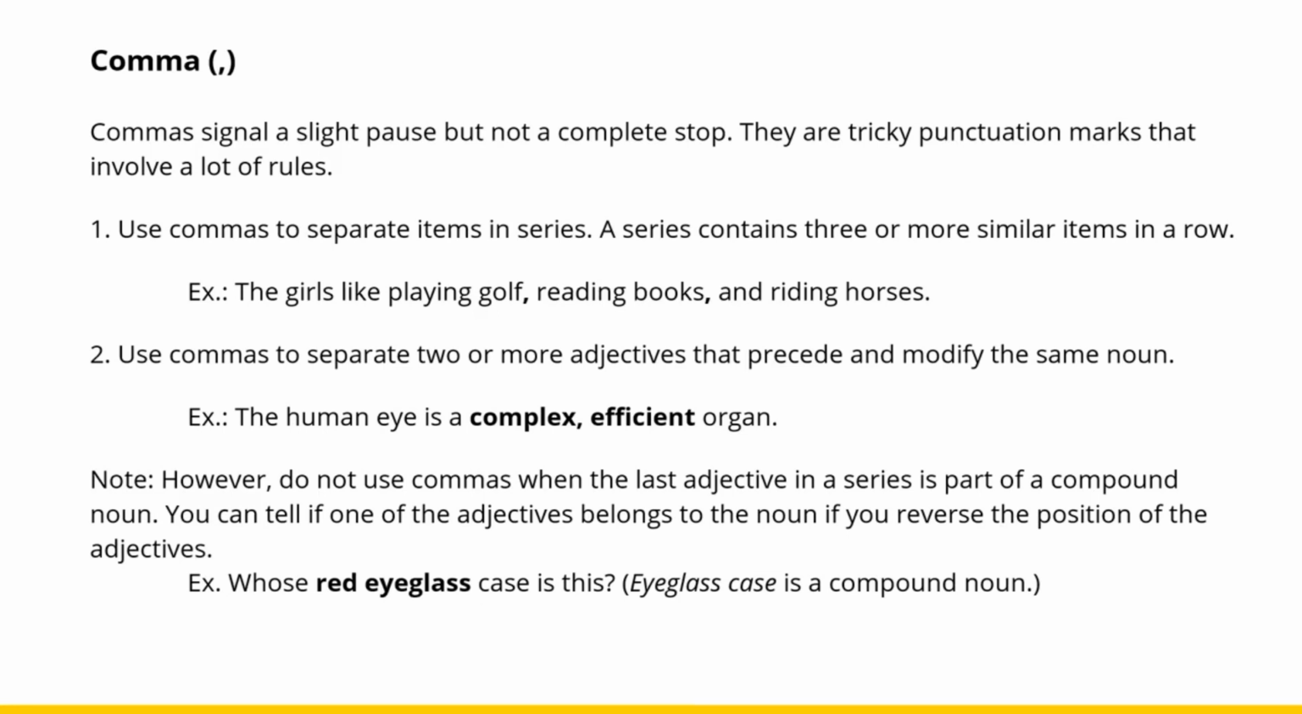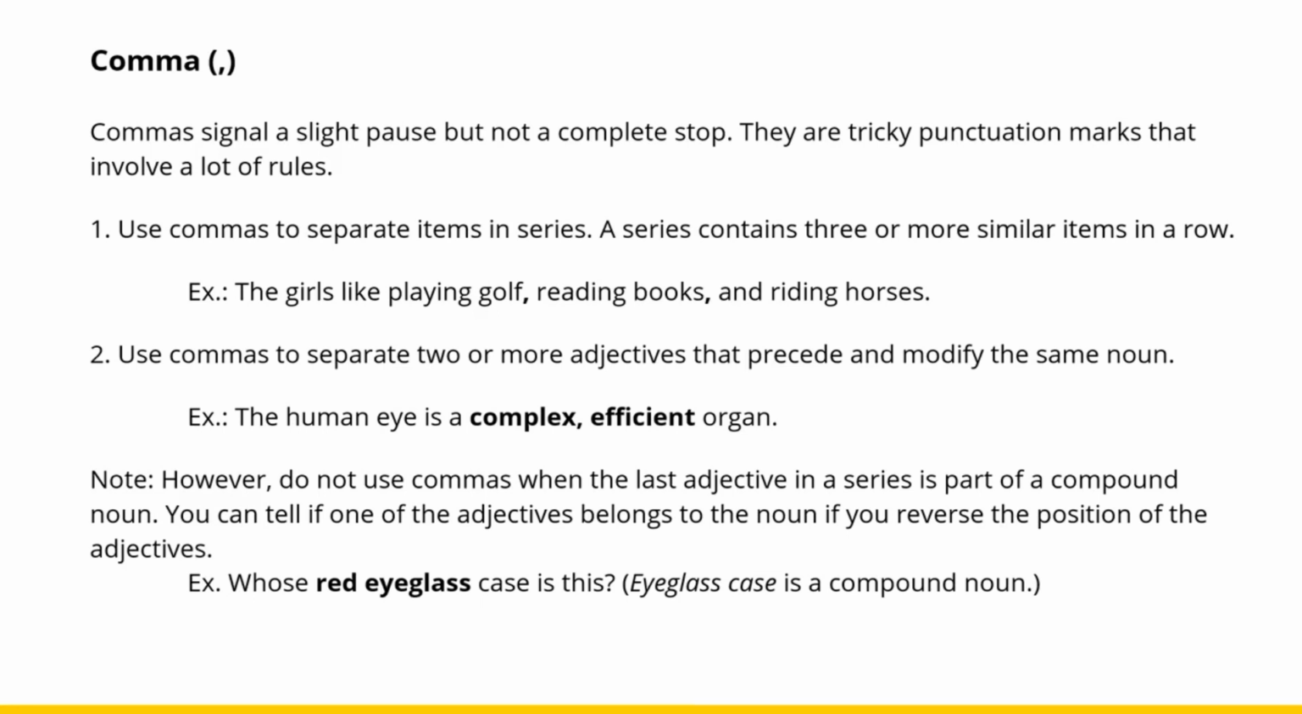So as you see, these are items in a series. We have 3 things. Playing golf is 1, reading books 2, and riding horses 3. So if you have a couple of things that you want to list in your sentence, then you need to use your commas. For example, if you have only 2, then in that case you are not using any commas. It has to be 3 or more.